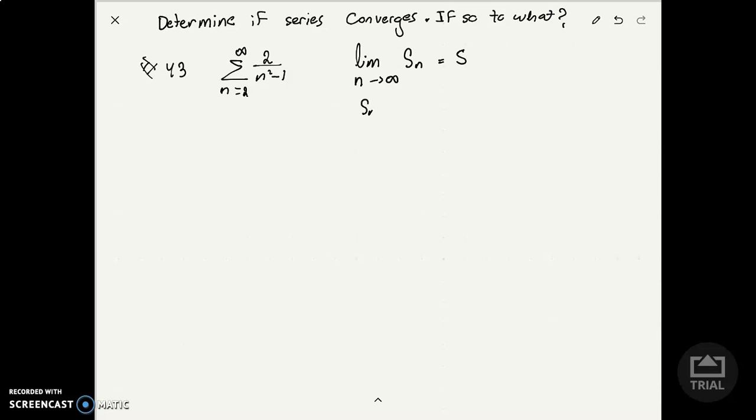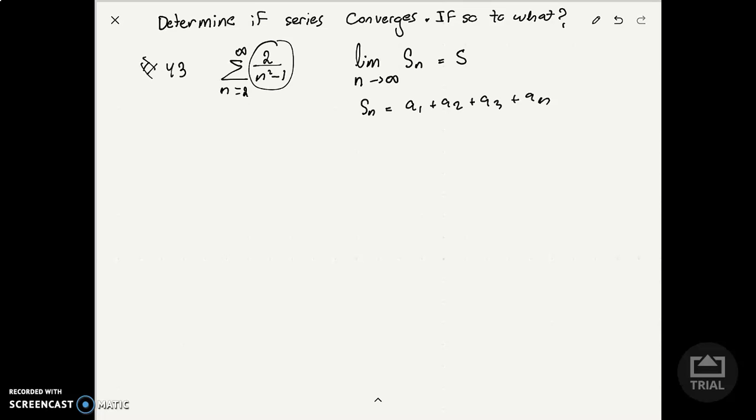Now the nth partial sum is just the sum of all the terms of our series up until a sub n. So we're taking the limit of that, and if that converges, then our sum is whatever it converges to. Okay, so let's start off.